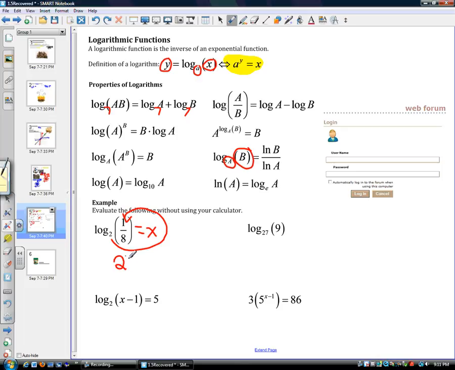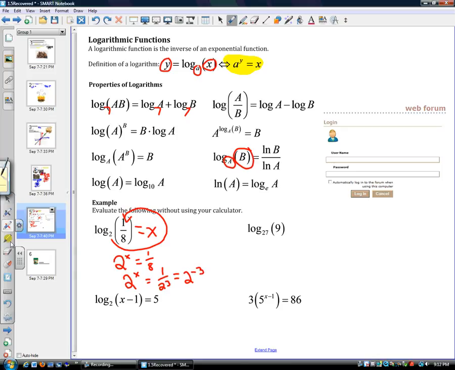2 to the x equals 1/8. And the goal here is that both of our bases should be the same. Since I know that 1/8, well, that 8 can be written as 2 to the third, then because it's in the denominator, that's the same thing as 2 to the negative 3.